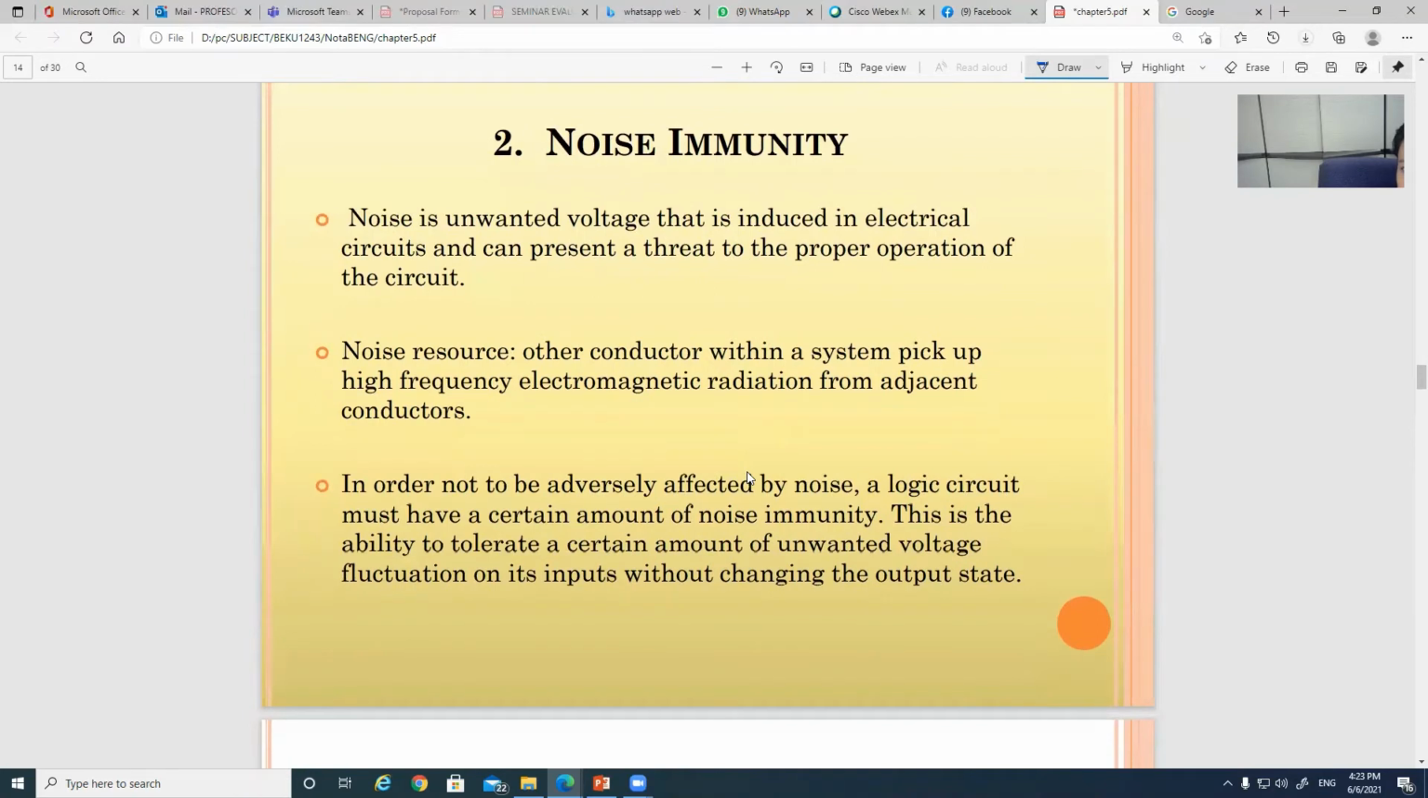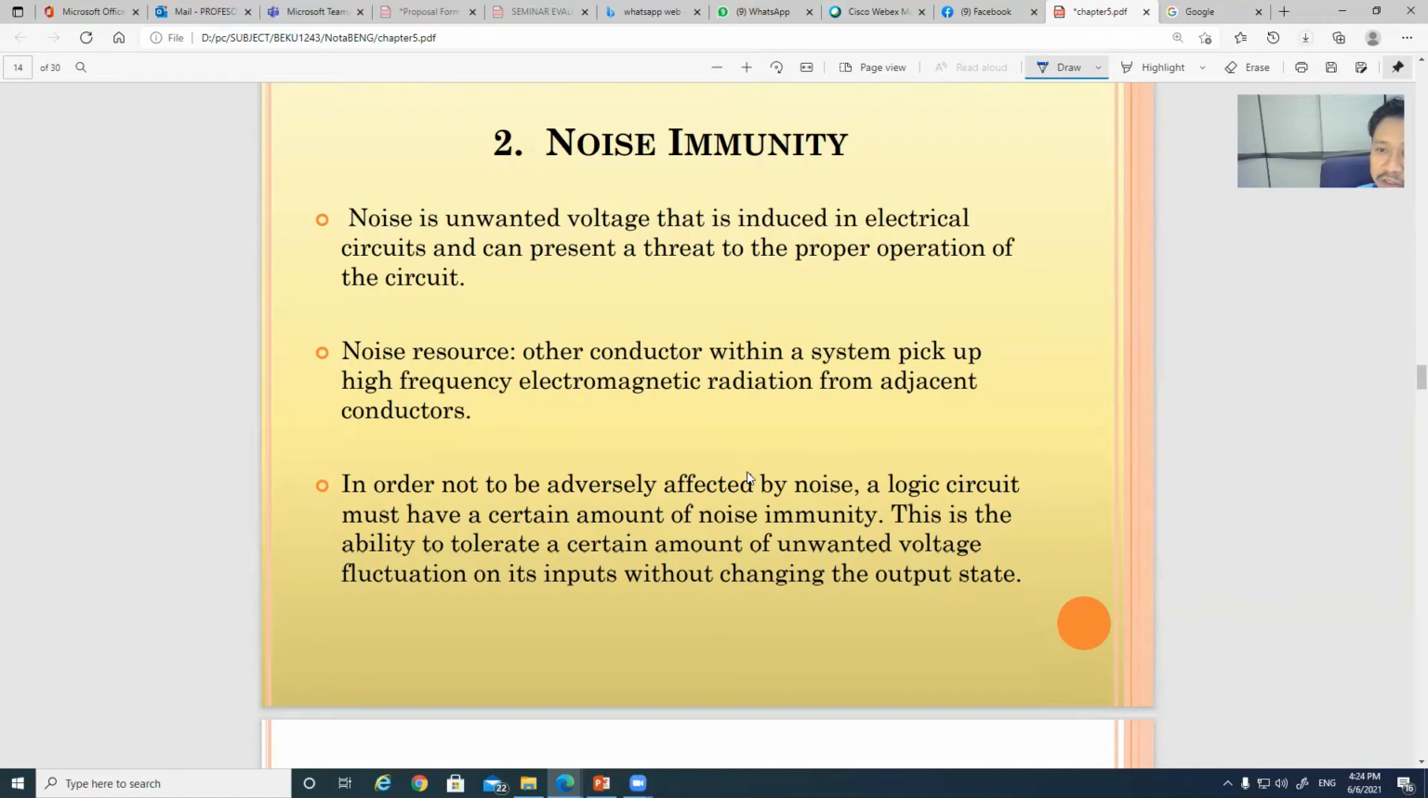Next characteristic, we go to noise immunity. Maybe you have studied measurement and instrumentation. In every measurement or instrument, some noise will be introduced. We call noise unwanted voltage or unwanted signal. This is a voltage induced in the electrical circuits that can present a threat to the proper operation of the circuits. So that is the noise.